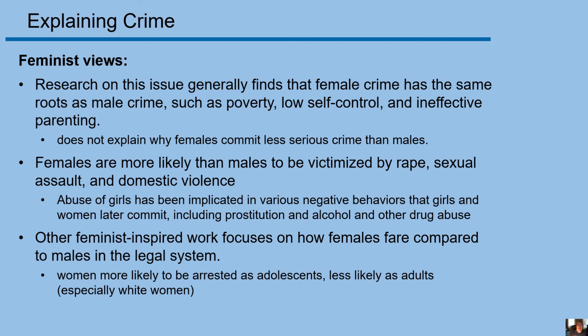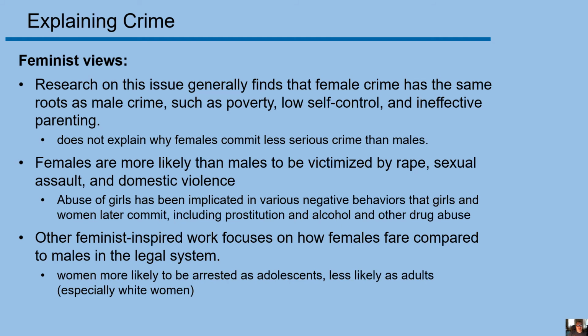They talk about how research finds that crime committed by women has the same roots as male crime. Still doesn't explain, as it says here, why females commit less serious crime than males, especially in the area of violent crime. Men are so much more likely to commit a violent crime. I think that probably has to do with expected gender roles in society, even in the year 2020. I think that's probably a definite factor there.